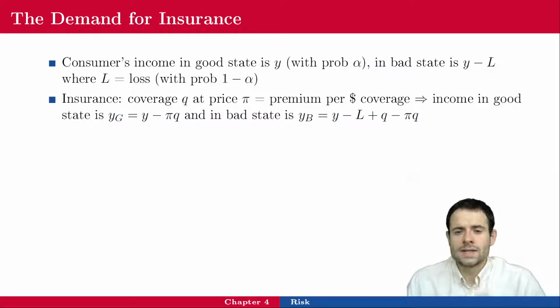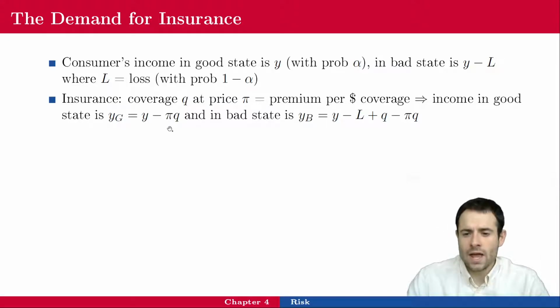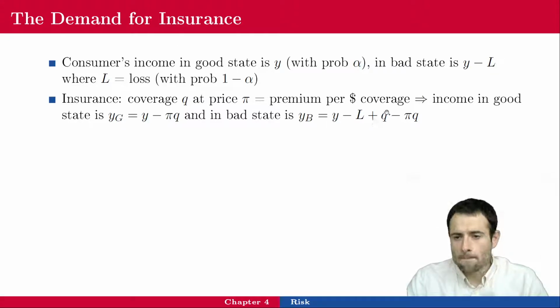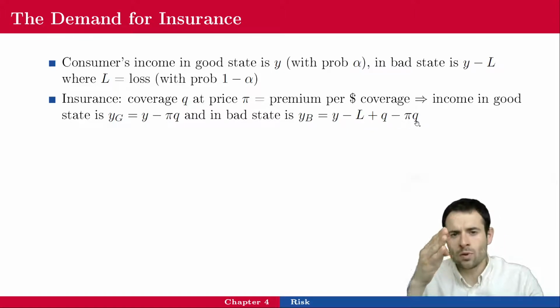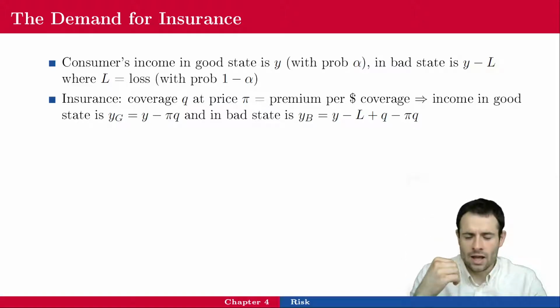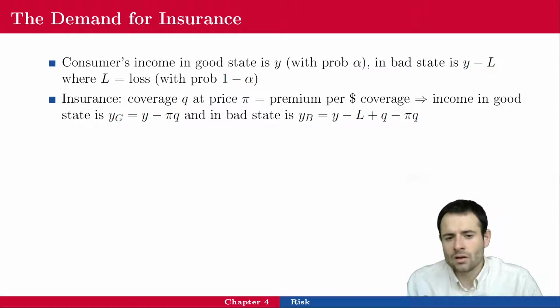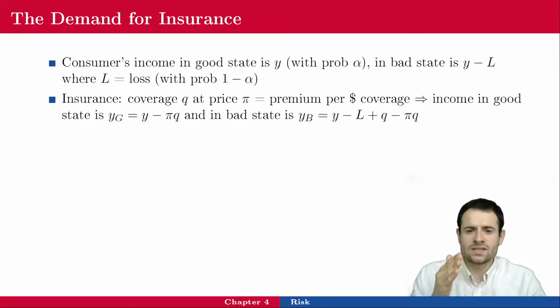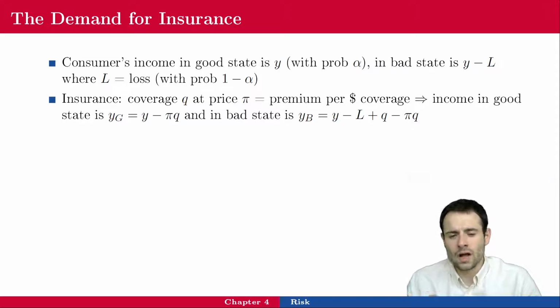In the bad state, it's a bit more complicated. In the bad state, the income of the consumer is going to be Y minus L, but the insurance company pays back Q dollars, hence plus Q, but the premium to the insurance company was paid anyway at the beginning of the year. So you see, I am listing all the possible things that are paid to the consumer or by the consumer in each possible state. Make sure you list that and make sure you don't miss anything that could cost you a lot of marks in exams.